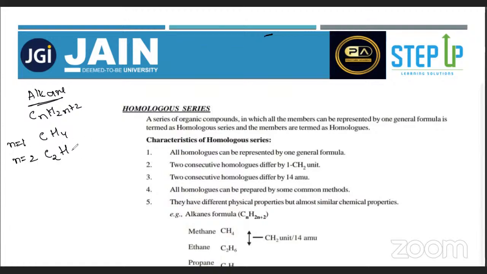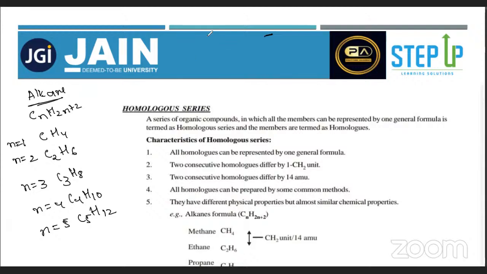I get C2H6. Substituting n is equal to 3, I get C3H8. If I substitute n is equal to 4, I get C4H10. So I can just keep on moving like this. I can substitute values of n and I will find the next compound in that particular series.